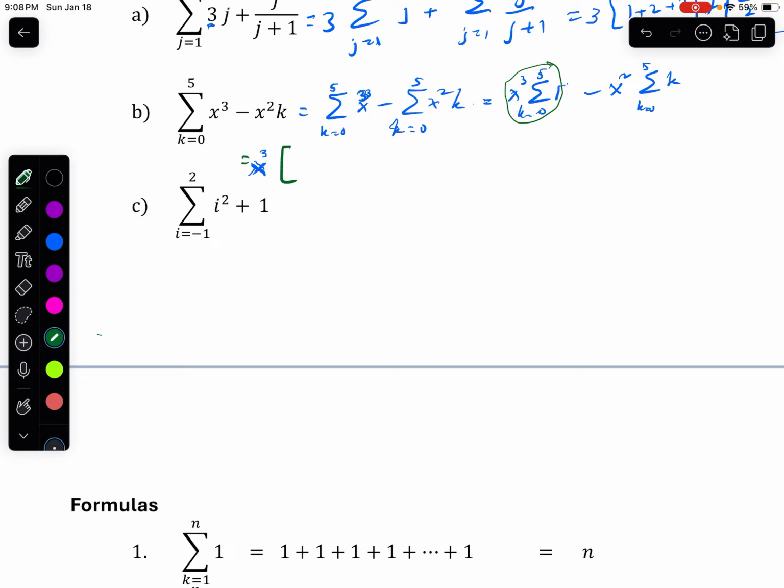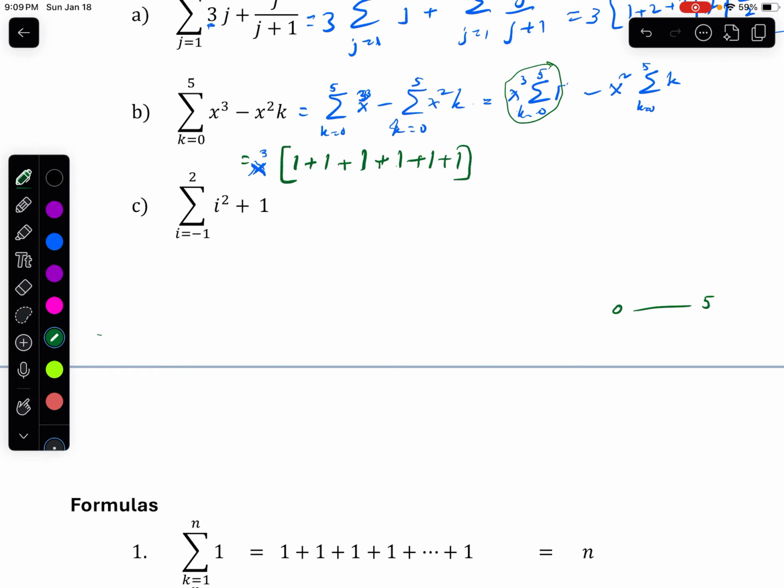So we say it is equal to x cube times, when k is 0, we have 1, plus k is 1, we have 1, plus k is 2, we have 1, plus k is 3, we have 1, plus k is 4, we have 1, plus k is 5, we have 1. So how many ones do I have? 1, 2, 3, 4, 5, 6 ones. And which makes sense, because from 0 to 5, if you count, including 0 and 5, these are 6 single numbers. Okay, so this first part is done.